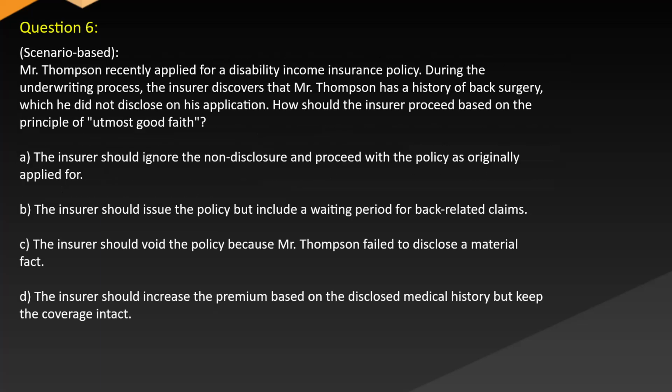Question 6. Scenario-based. Mr. Thompson recently applied for a disability income insurance policy. During the underwriting process, the insurer discovers that Mr. Thompson has a history of back surgery, which he did not disclose on his application. How should the insurer proceed based on the principle of utmost good faith? A. The insurer should ignore the non-disclosure and proceed with the policy as originally applied for. B. The insurer should issue the policy but include a waiting period for back-related claims. C. The insurer should void the policy because Mr. Thompson failed to disclose a material fact. D. The insurer should increase the premium based on the disclosed medical history but keep the coverage intact.